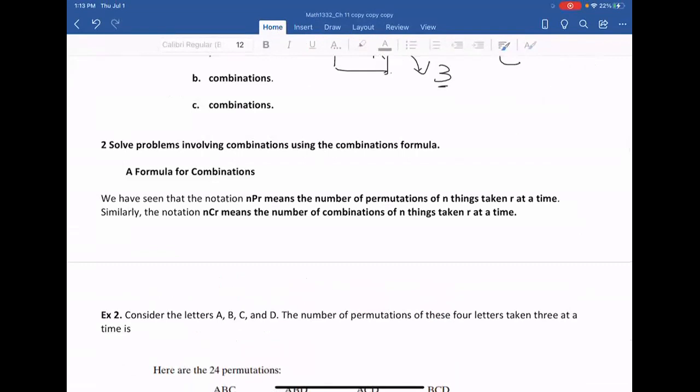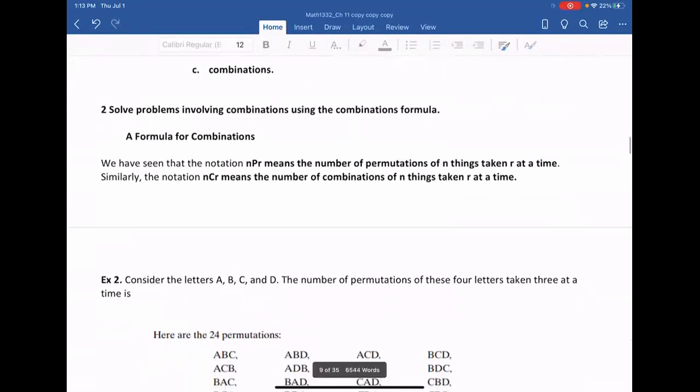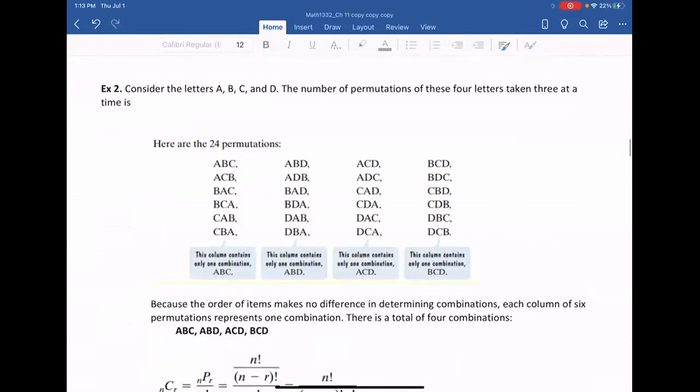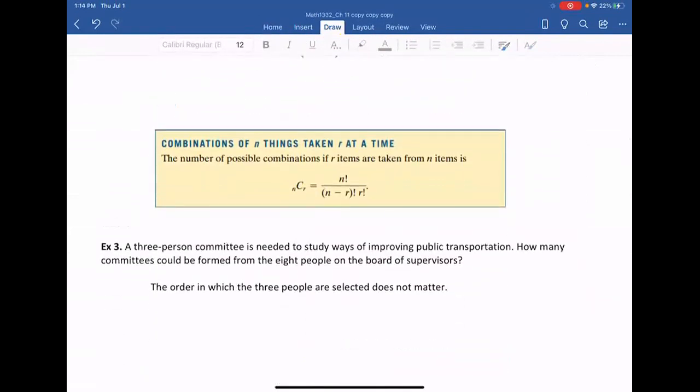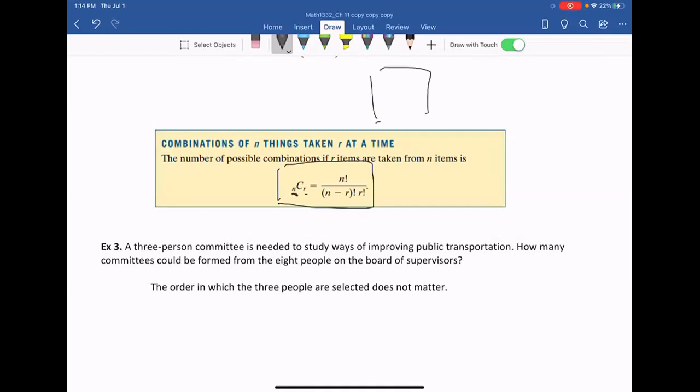This is an explanation. Please read it by yourself. And this example, you can read by yourself because it's not hard. Here, there is a formula for the combination. n means you choose from n items, and you choose R. That means in total you have n items, and you choose R items from n.